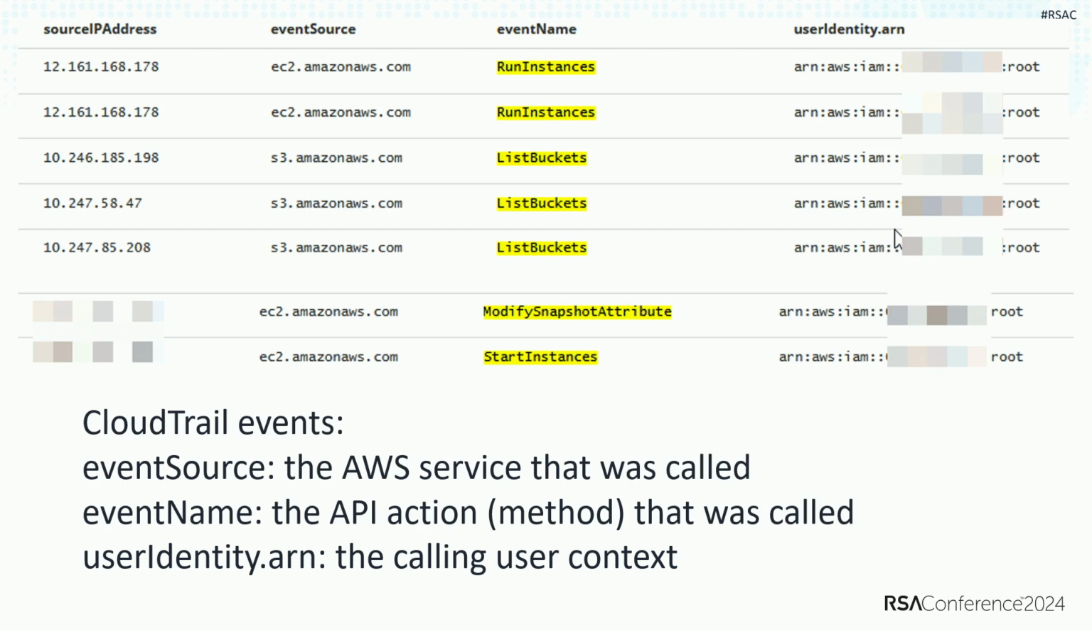Obviously there are many more fields in there. There are request parameters and response parameters. There's account information. There are a number of other fields. But these are the major ones that I'm going to be honing in on for anomaly detection today.